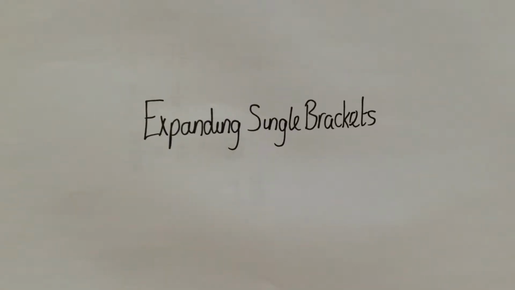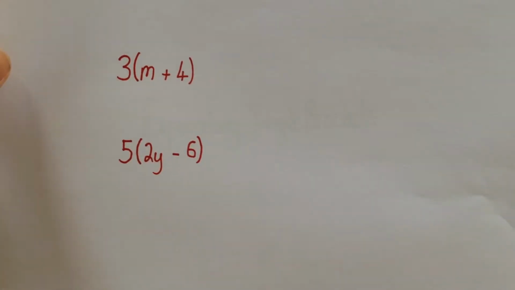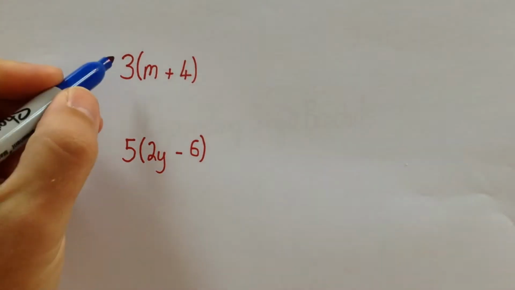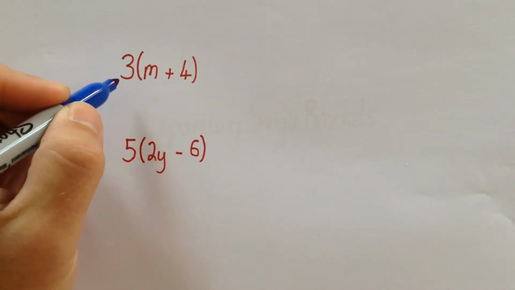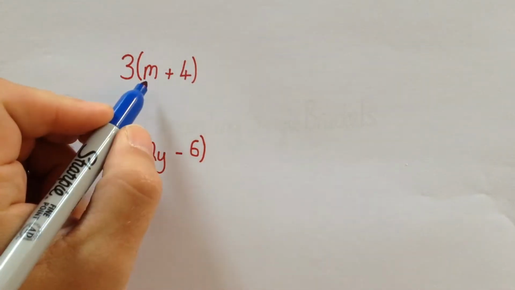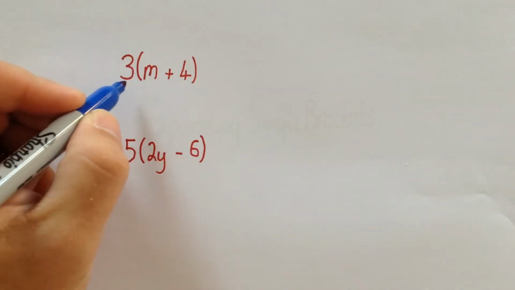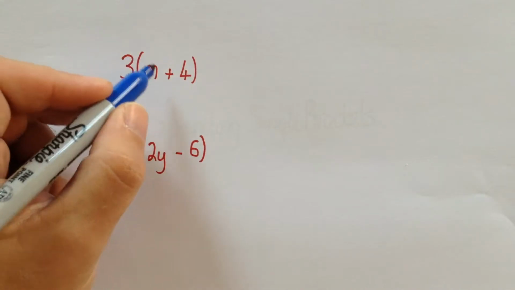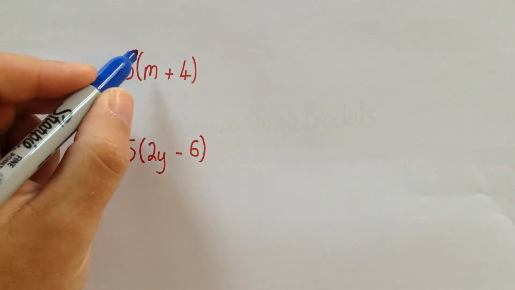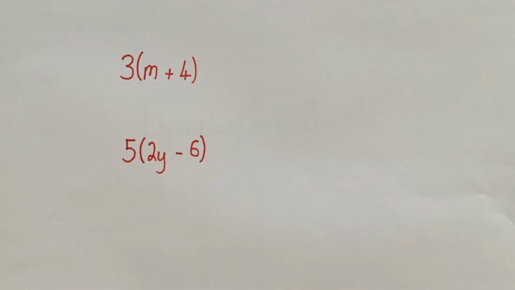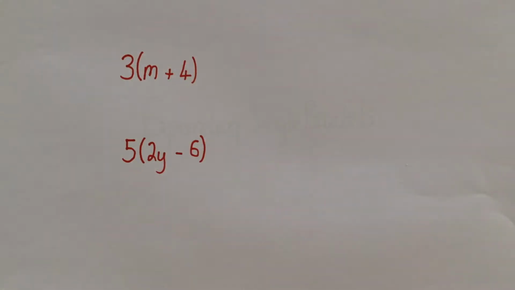This is your guide to expanding single brackets. When we expand brackets, what we mean is we are going to take whatever is on the outside of the bracket and multiply it by both things inside. The reason why we do this is whenever you see a number next to a letter or next to a bracket, there actually is a multiply sign there, but we don't write this within algebra, mainly to try and keep things as short as possible.